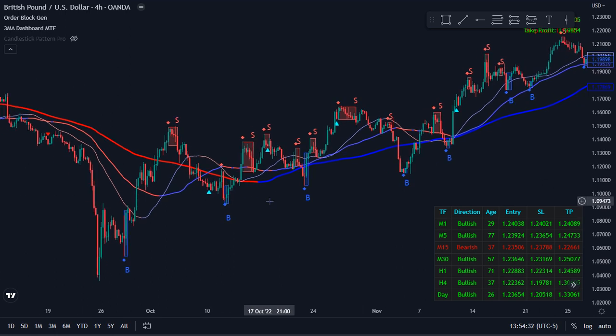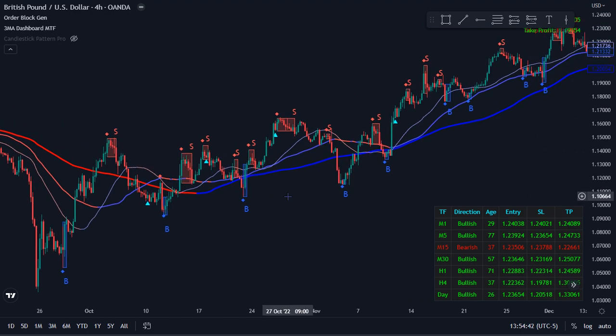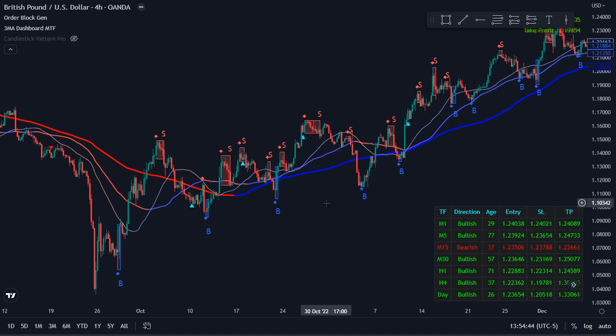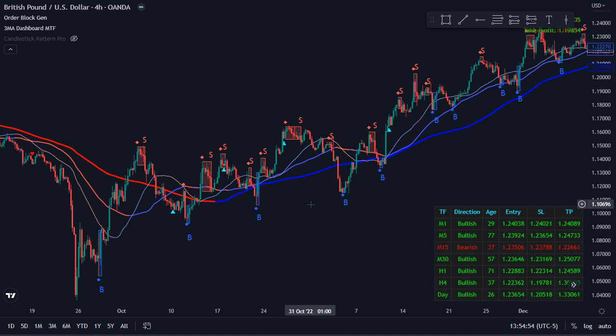Now, one way you can use that, and for this price action, I'm just going to have the 3 MAs just on the 4-hour. Like I've said in previous videos, you don't need a lot of confirmation for higher time frames like daily or 4-hour to dictate the direction. Keep it simple and just know if you want to look for buys or for sells.